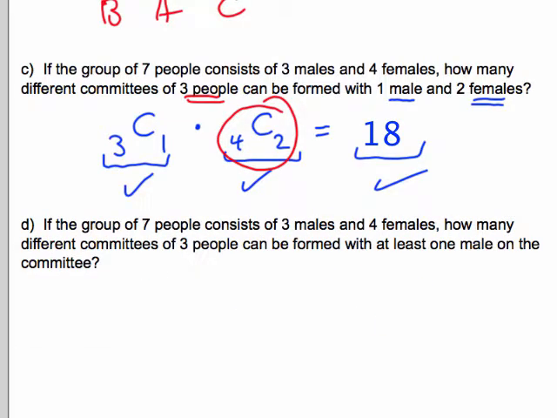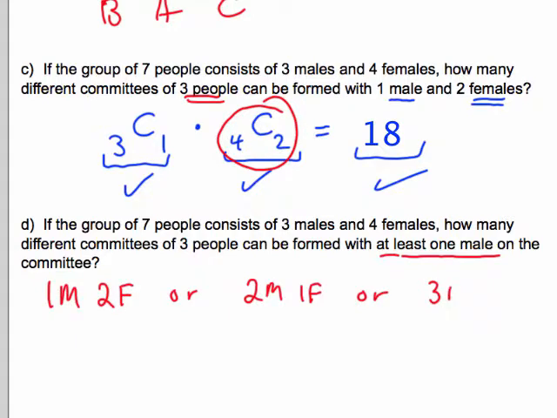And one more example with all of this. We, again, have a group of 7 people. This time we have 3 males and 4 females, and we want to know how many different committees of 3 people have at least 1 male on them. Alright, so at least 1 male means we could have 1 male and 2 females, or we could have 2 males and 1 female, or we could have 3 males and 0 females.